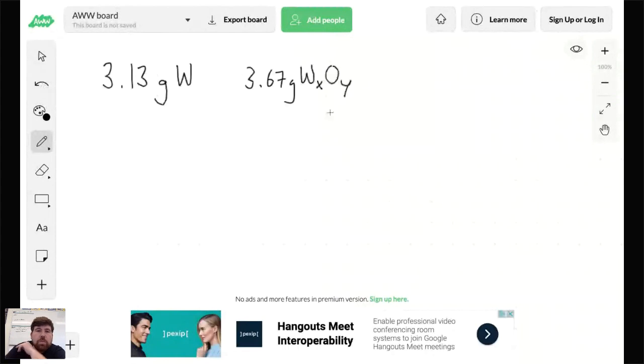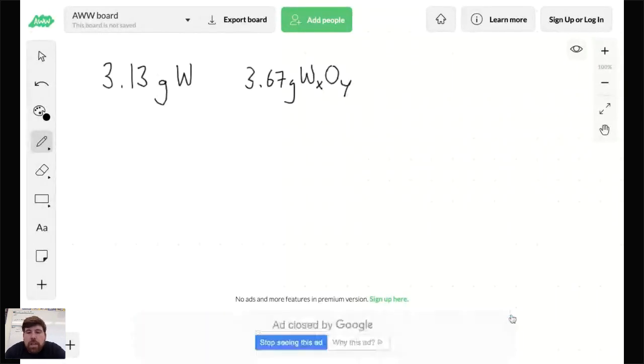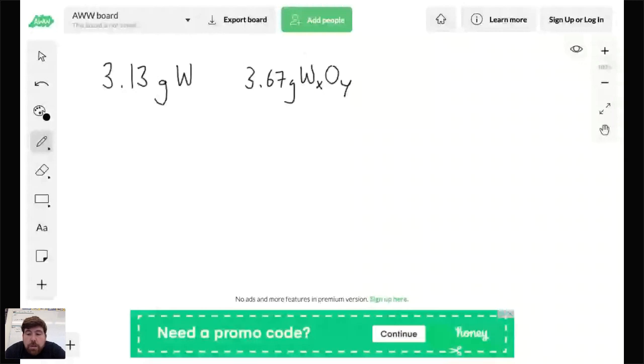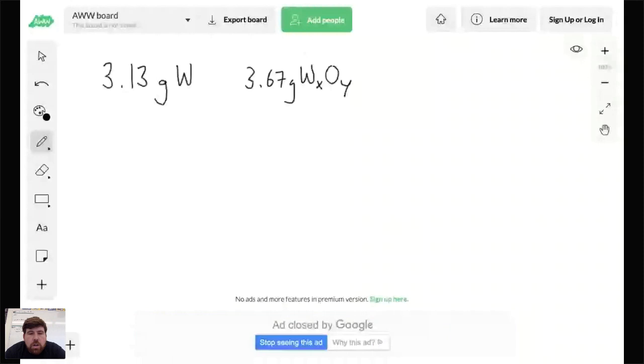WxOy. We don't know the ratio in which these elements form. Are they coming in a 1-to-1 ratio, a 1-to-2 ratio, a 15-to-13 ratio? As long as it's small whole numbers, you can determine that using the empirical formula method. Generally speaking, the most important thing you should always do is convert to moles of the given substance. While we know how much tungsten we have, we unfortunately don't know how much oxygen we have until we analyze this data.